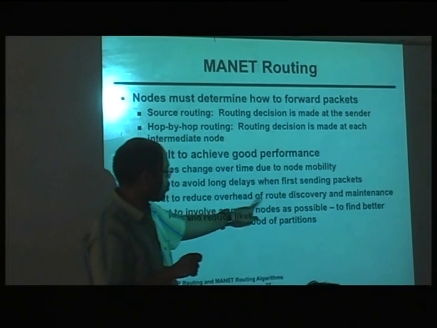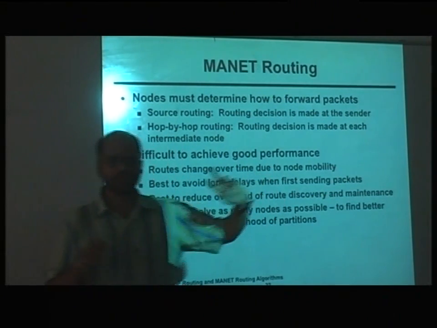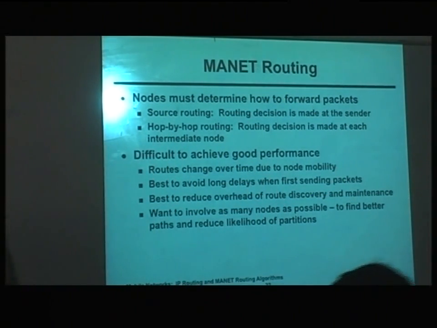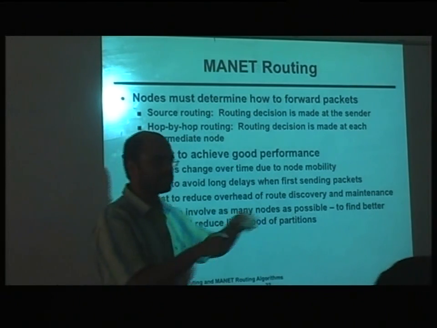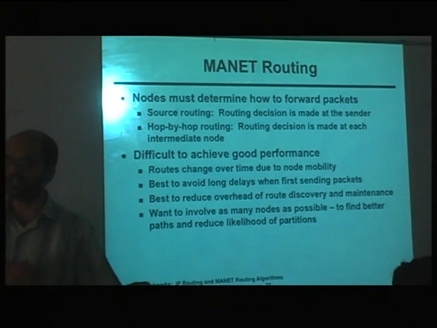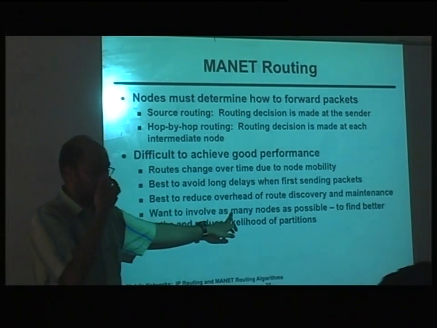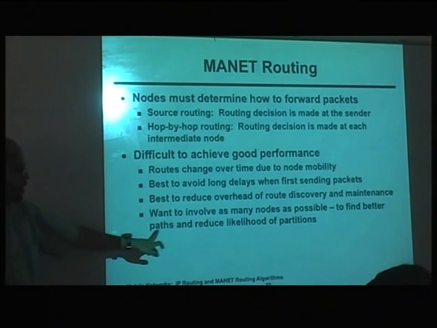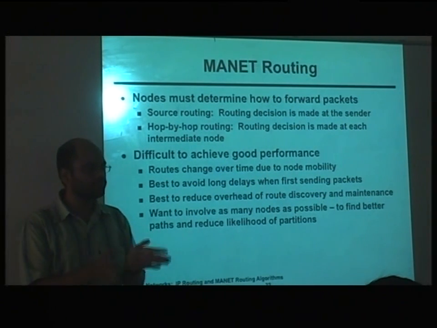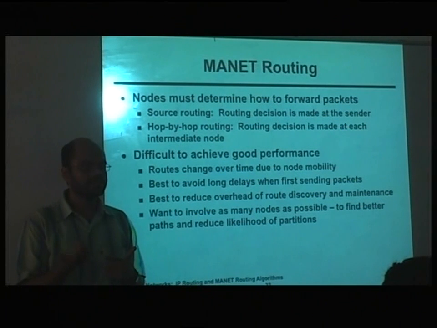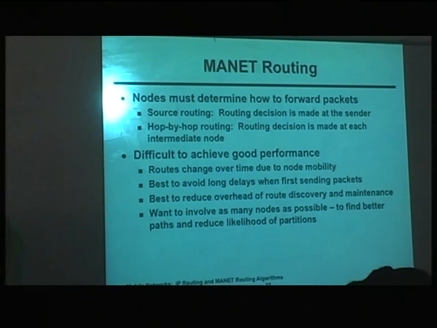Best to reduce overhead of route discovery and maintenance. So we want to reduce this maintenance also. Once you create a route and now everything changes inside, you have to construct the route again and again. So you have to find a way to reduce this maintenance of routes. And we want to involve as many nodes as possible to find better paths. You don't want to use just a few nodes, because, can anybody guess the reason? What is the other reason? You use as many nodes as possible.